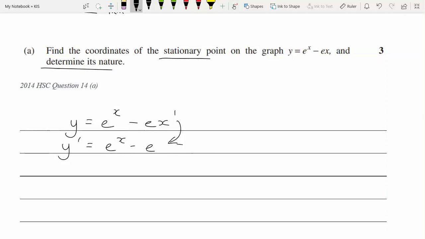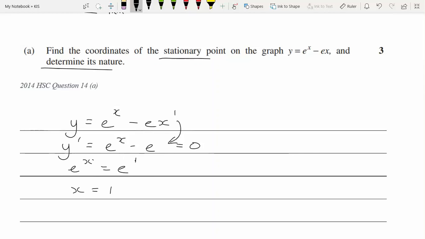When we're solving for this equals 0, because we're finding stationary points, e to the x is equal to e. We know that e has an implicit power of 1. That's just what's attached to it, invisible all the time. So if we match these two together, we can clearly see x must equal 1. x has to equal 1.